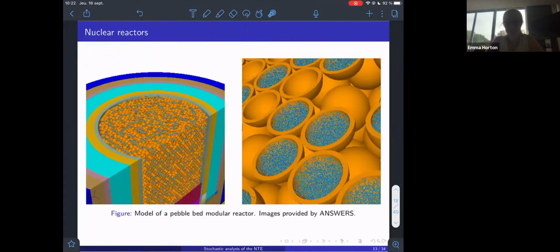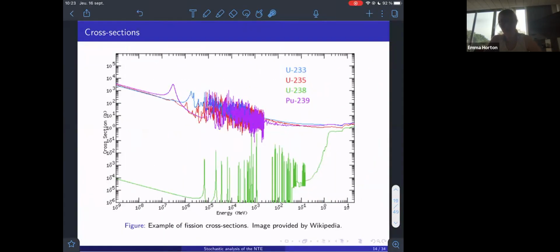And again, in another reactor, you end up having to track lots and lots of particles and keep track of the different behaviors through these different materials. So we want to try to find a more efficient way of doing that. And the question is, can we use probabilistic methods to do that? Here's an example of some of the cross sections. This is an example of the fission cross section in different materials. They can become very irregular and very, very nasty.